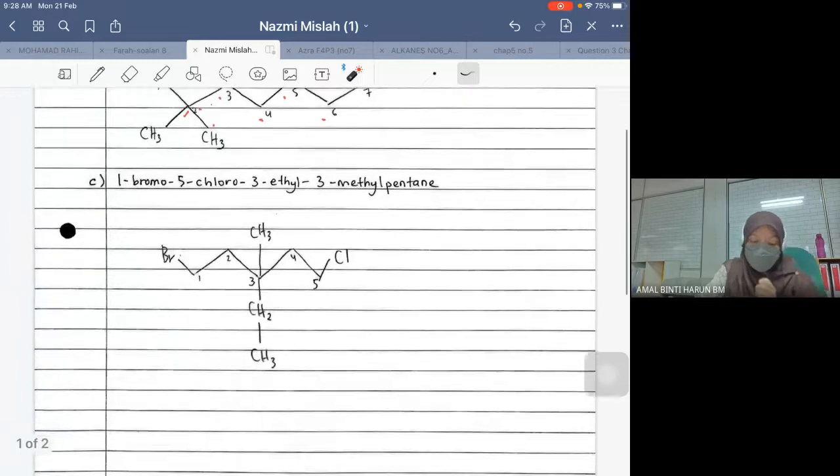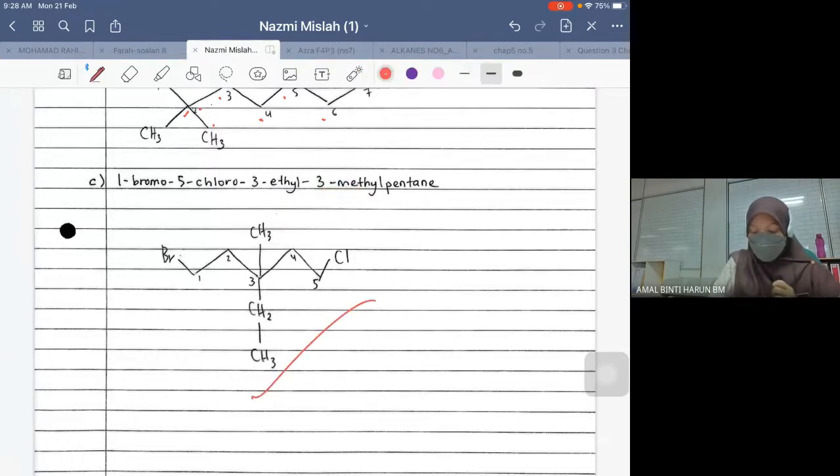Okay, see, draw 1 bromo, 5 chloro, 3 ethyl, 3 methylpentane. Pentane is 5 carbon, 1, 2, 3, 4, 5. And then at carbon number 1 and 5, 1 is bromo, 5 chloro. Number 3 ada ethyl. Correct. Number 3 ada methyl. Correct. Okay, tak ada masalah.